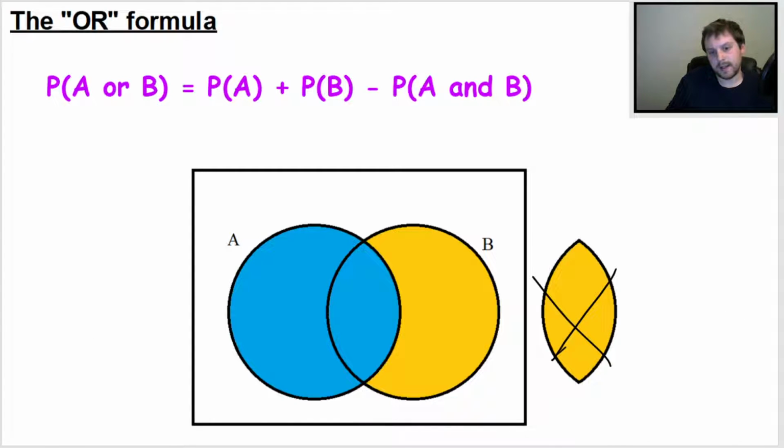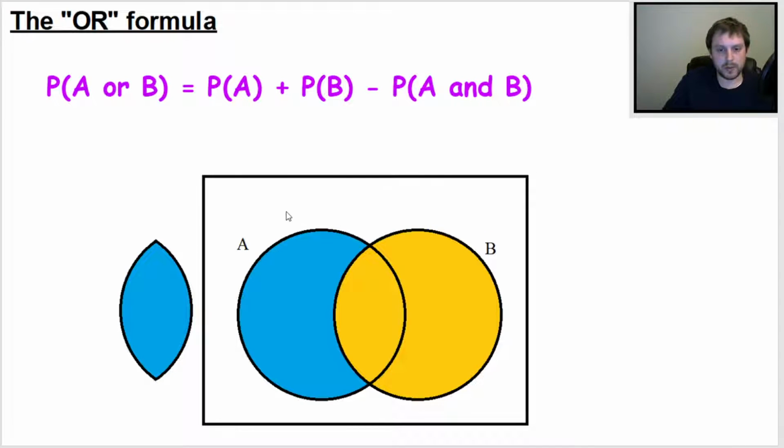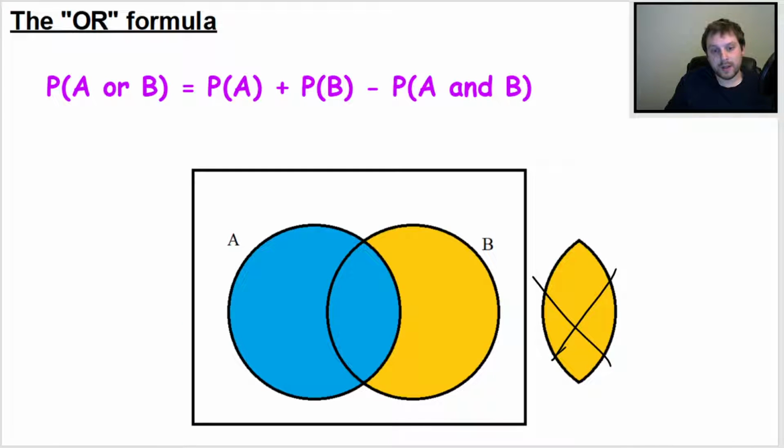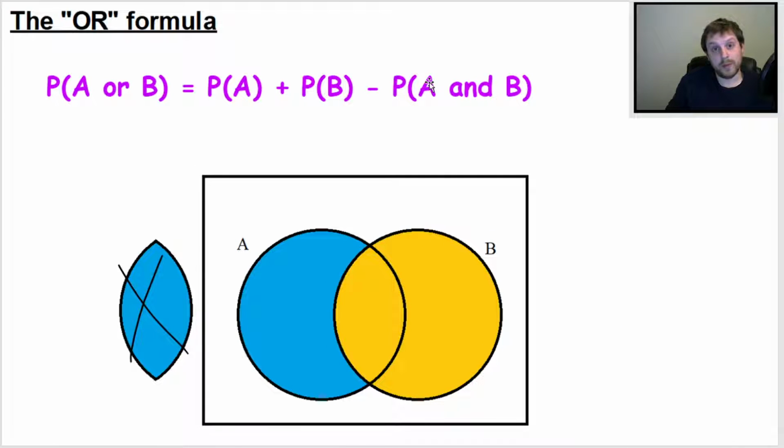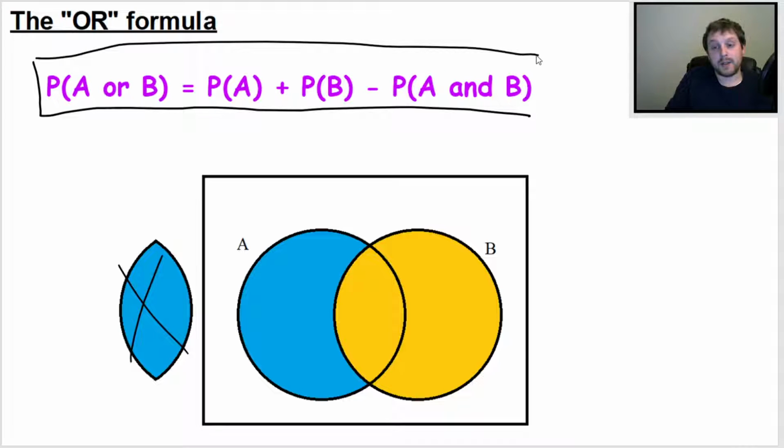Or I could have taken it away from the other bit. In either case, I am getting rid of one copy of the middle bit. And so this is your OR formula. Very, very important formula. And you need to remember this formula, and you need to be able to explain where the formula comes from.